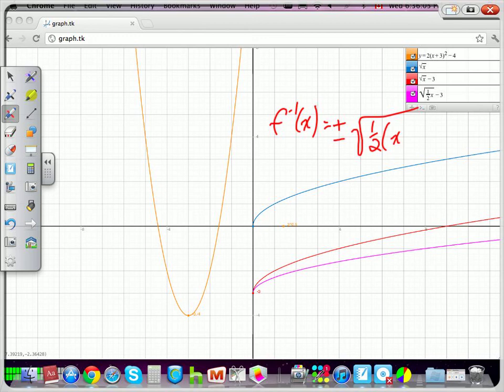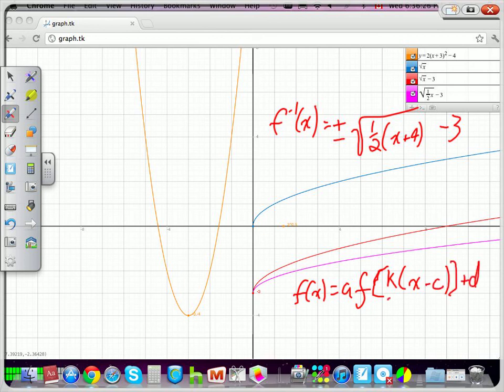And remember I factored it a little so it would look like this, x, oh shoot, was it plus 4? Yes, plus 4. Just forgot that for a second. And then minus 3, okay? Now, in terms of our functions again, remember we had f of x equal to a times the function of kx minus c plus d. So we pointed out that this was the k value, this was the d value.